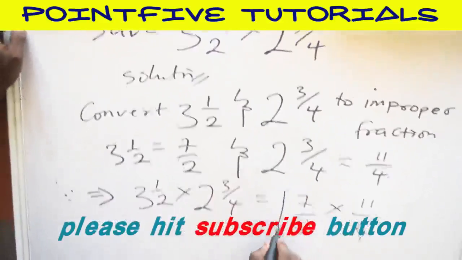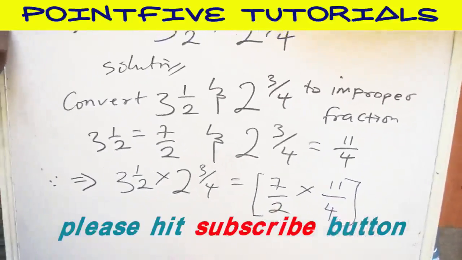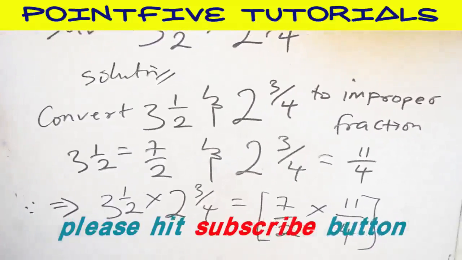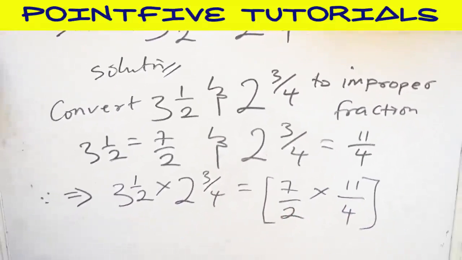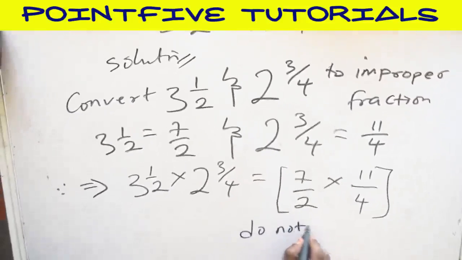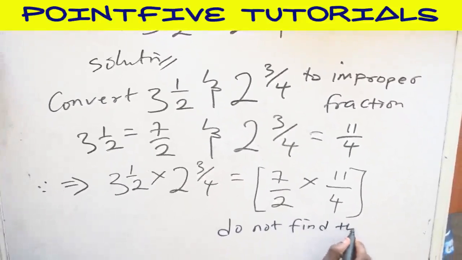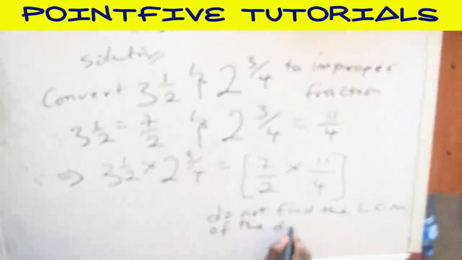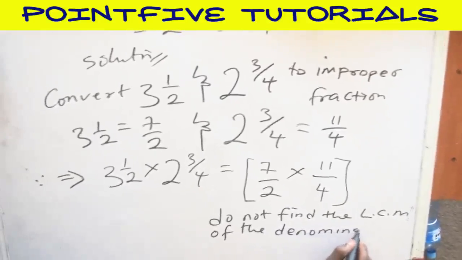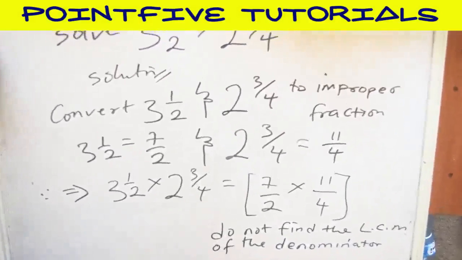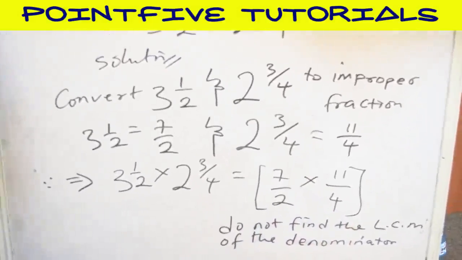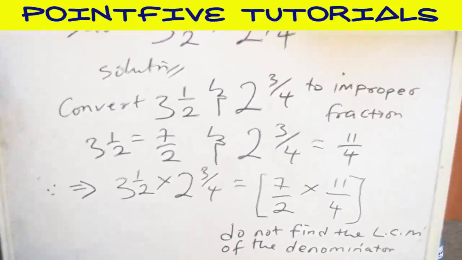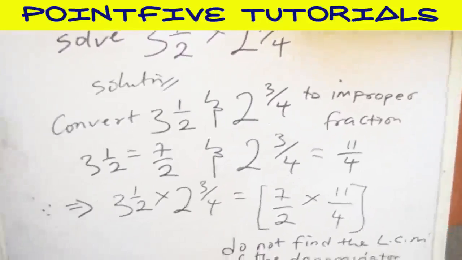So we are working with these new things now. Never look for the LCM. Do not find the LCM of the denominators. It's not necessary. Between 2 and 4, do not find it, because in multiplication, we do not use LCM. We only use LCM in addition and subtraction.